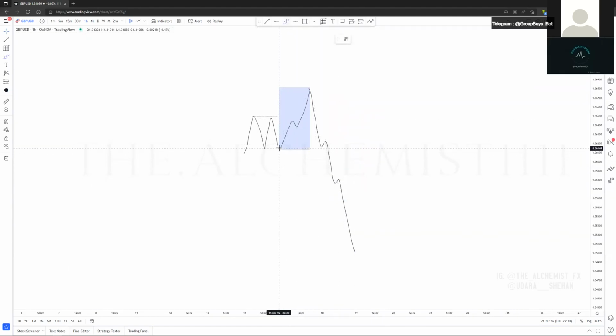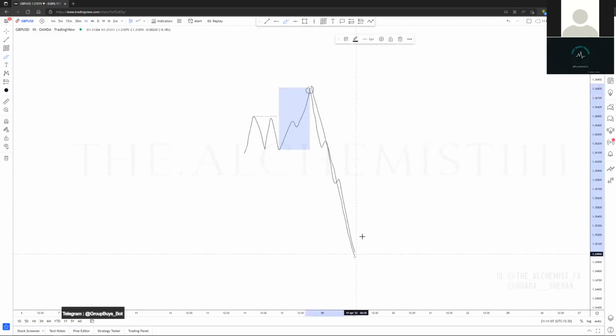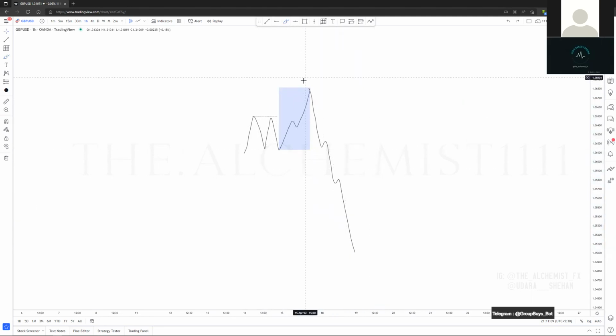Now what the institutions did was they placed a buy order from here, like multiple buy orders. Not just one, maybe from here, maybe from here, maybe from here. They're placing buy orders to take out the stop losses of the double top traders, and then they do a huge sell off. So this right here is the formation of an order block, the last push up before the push down.